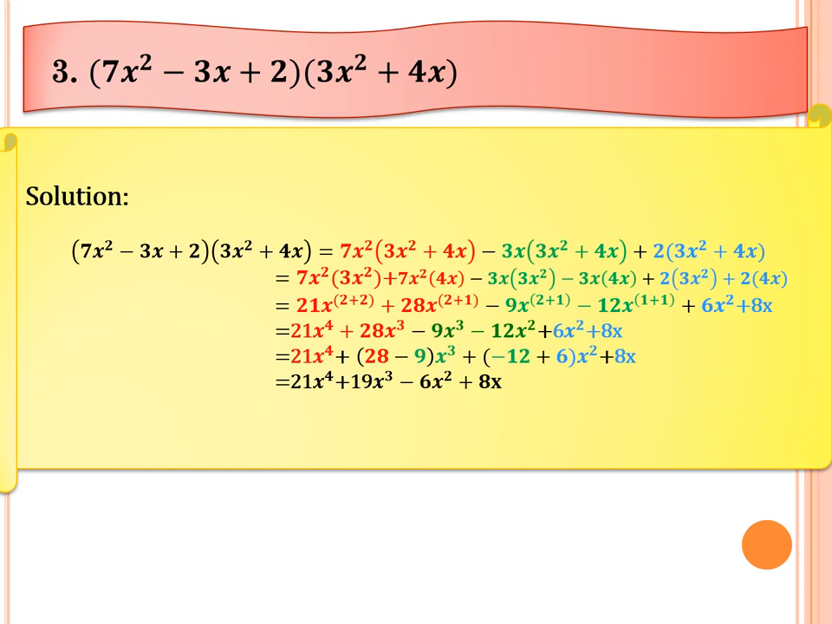21x to the power of 4 plus 19x cubed, since 28 minus 9 is just equal to 19, minus 6x squared, since negative 12 plus 6 is equal to negative 6. So we'll have minus 6x squared plus 8x.